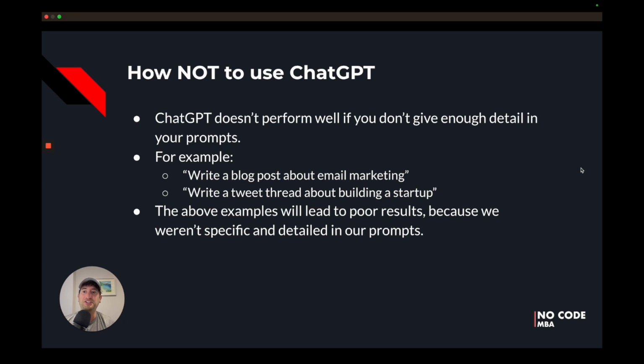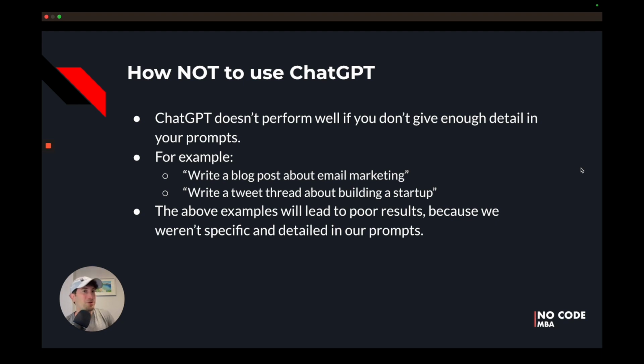So anytime I say ChatGPT, I'm really referring to just using OpenAI's text generation models. They don't perform well if you don't give enough detail in your prompts. For example, if your prompt is just to write a blog post about email marketing or write a tweet about building a startup, the output is going to be very generic, and it's likely not going to be very good because we weren't specific and detailed in our prompts.